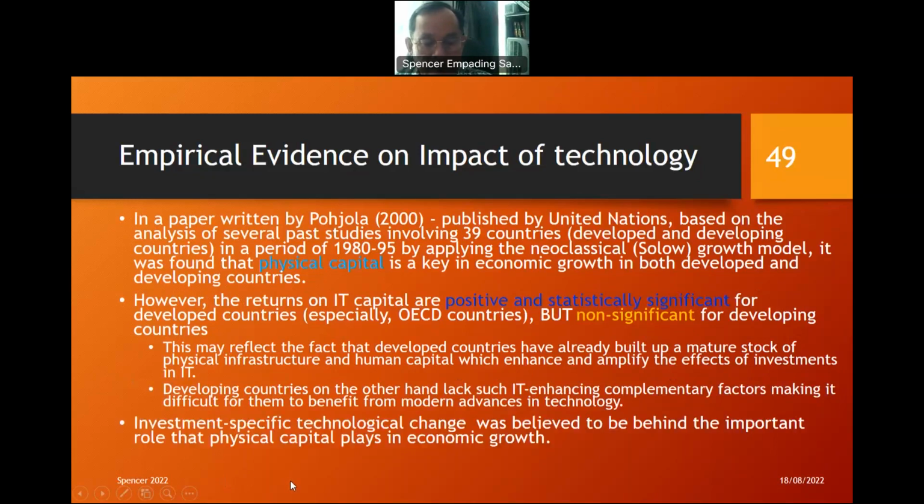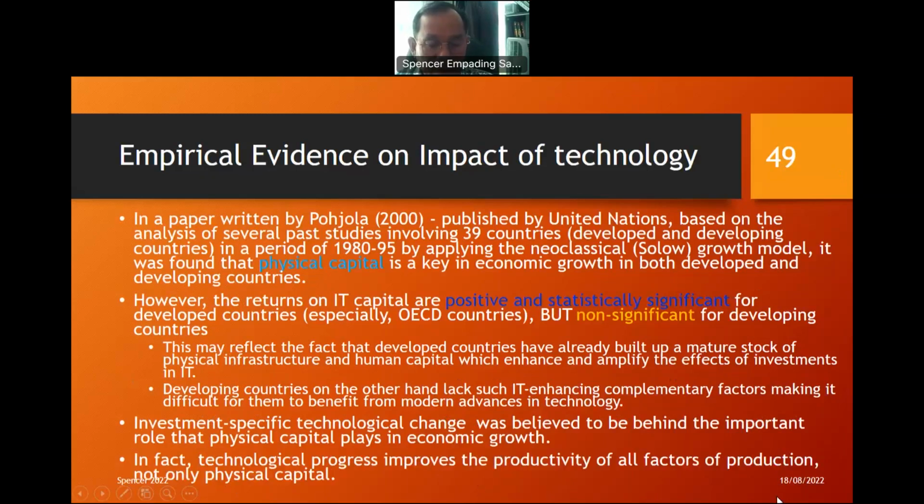So investment-specific technological change was therefore believed to be behind the important role that physical capital plays in economic growth. In fact, technological progress improves the productivity of all factors of production, not just physical capital. Technical progress can improve the productivity of labor, and also capital.